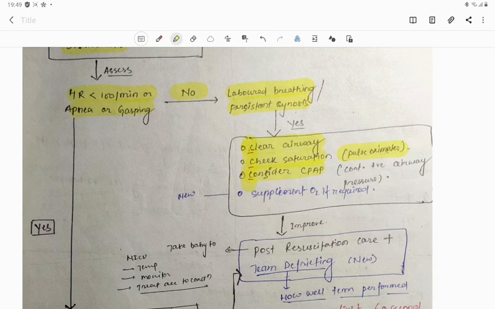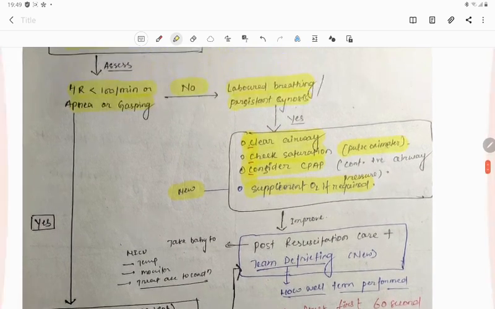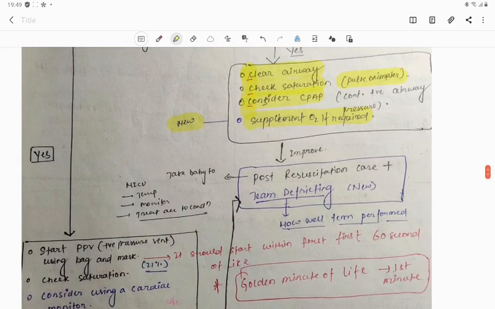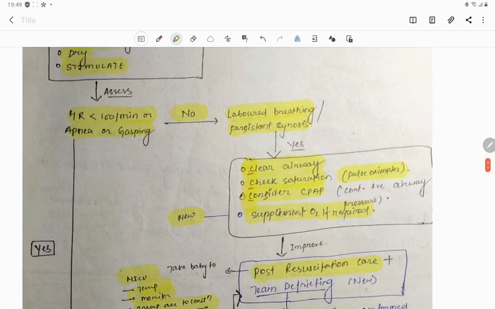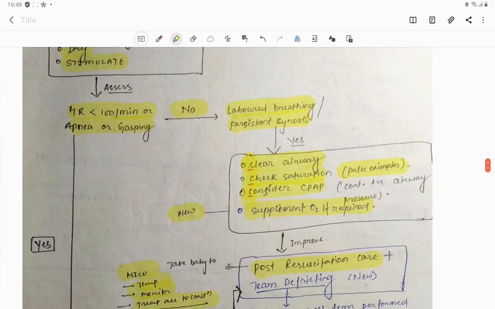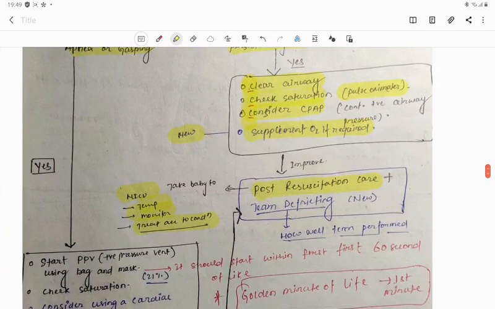This continuous positive airway pressure will help keep the alveoli dilated. And this is the new guideline, that we can supplement oxygen if it is required. If the child improves, if the labored breathing and cyanosis start disappearing, we take the baby to post resuscitation care, where the baby is taken to an NICU. Its temperature is monitored and other things are assessed. So this is what we do when there is no fall in the heart rate below 100 and there is no apnea or gasping.